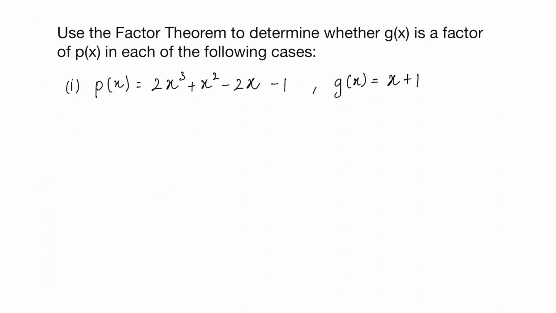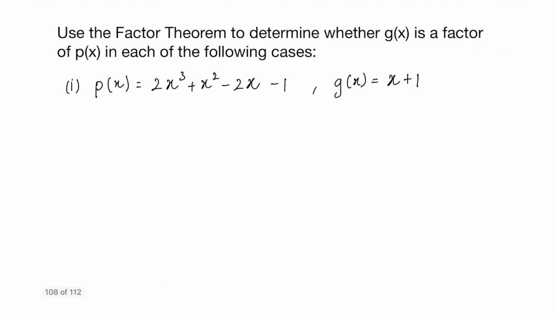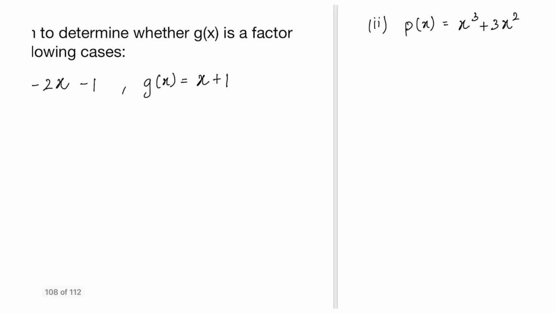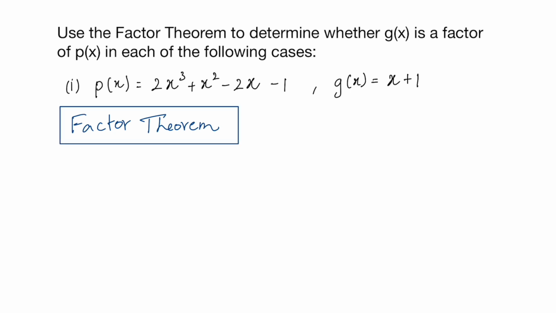Now moving on to the next question of this exercise, which is: use the factor theorem to determine whether g of x is a factor of p of x in each of the following cases. So how many cases do we have? We have 3 subdivisions, and you are going to find the same thing basically. Instead of x minus 2 or x plus 1 given for all polynomials, we have been given separate g of x for each p of x. Now the same thing you are going to use, what we call the factor theorem. Basically you are going to apply that to solve this as well.